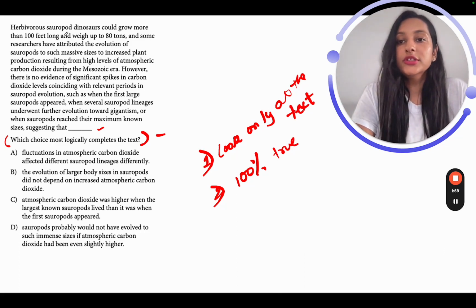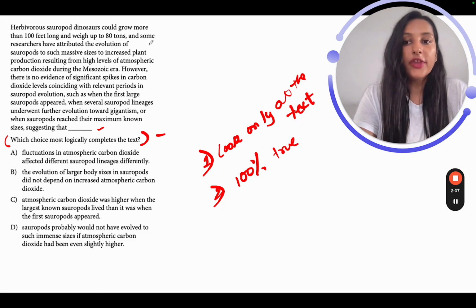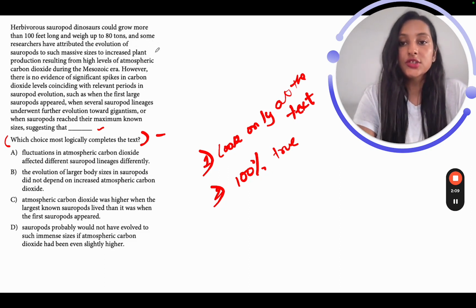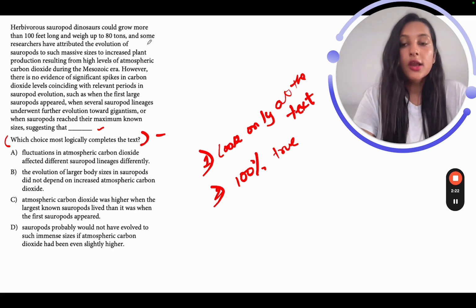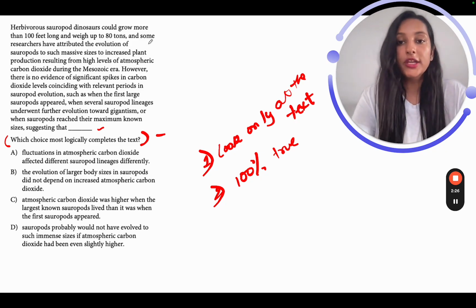Now let's go ahead and read the text first of all. So herbivorous S dinosaurs could grow more than 100 feet long and weigh up to 80 tons, and some researchers have attributed the evolution of S to such massive sizes to increased plant production, resulting from high levels of atmospheric carbon dioxide during the M era. So this is a very long sentence. So I would suggest you take some pauses and try and understand completely. I don't want you to take up everything that's been mentioned over here, but at least the crux of it should make sense to you.